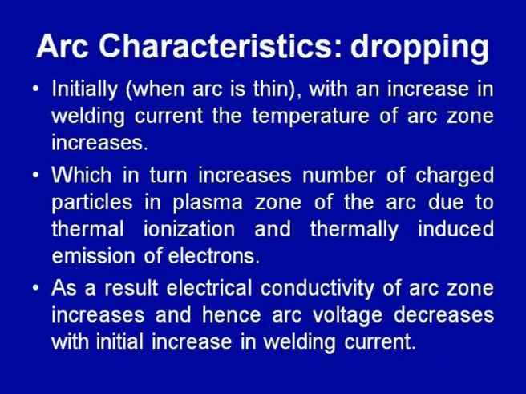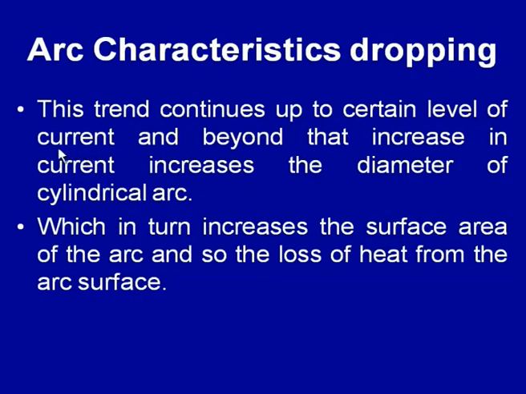So, initially, when the arc is thin in the dropping characteristic zone, with the increase of the welding current, the temperature of the arc zone increases, which in turn increases the number of charged particles in the plasma zone of the arc due to thermal ionization and thermally induced emission of electrons. As a result of the increased number of charged particles and electrons in the arc gap, the electrical conductivity of the arc zone increases, and hence the arc voltage decreases with the initial increase in the welding current. This trend continues up to a certain level of the current.